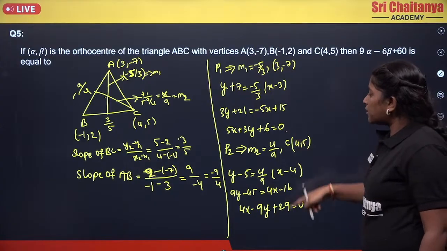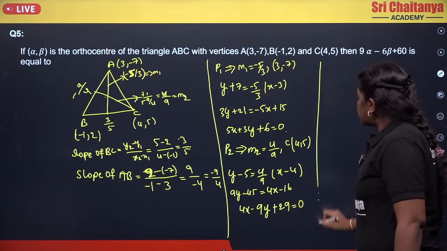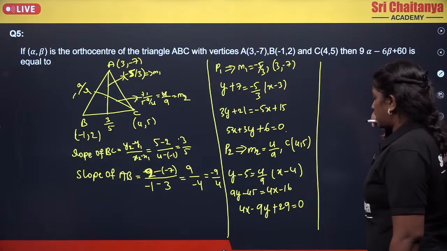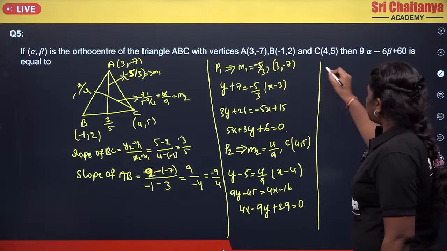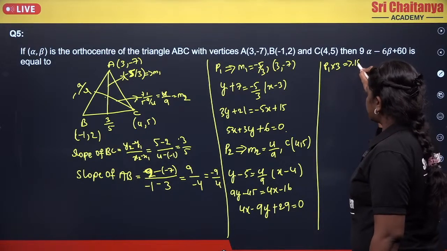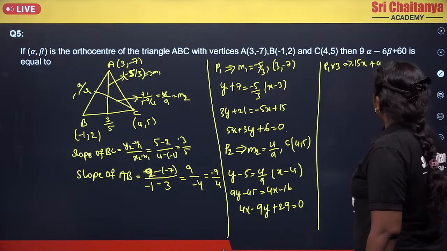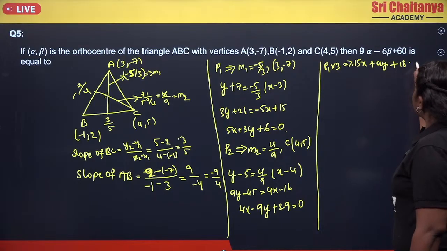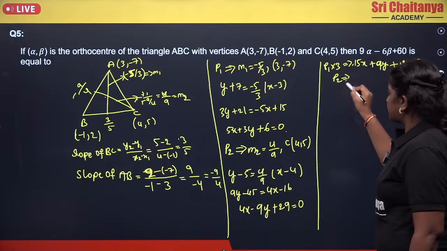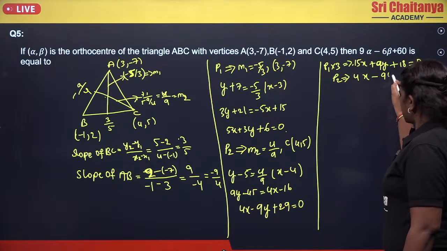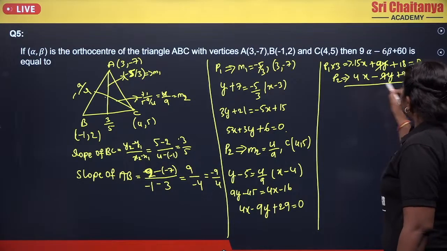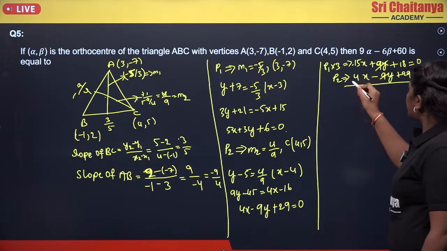So we got perpendicular 1 and perpendicular 2. So it means we got the altitudes. Simplify them and you will get your orthocenter. So I can multiply my P1 by 3, so that becomes 15x plus 9y plus 18 equals 0. And coming to your P2, it is written as 4x minus 9y plus 29 equals 0. So the 9y will get cancelled, so we are doing addition only.